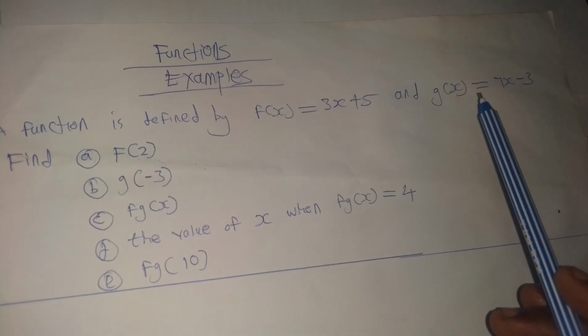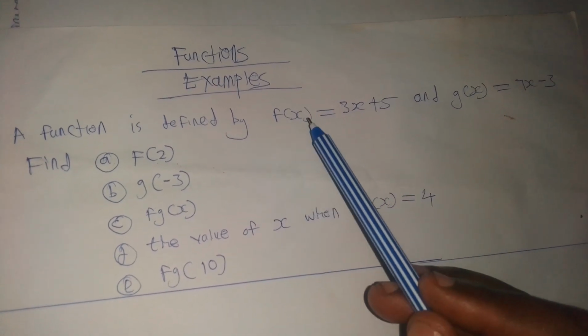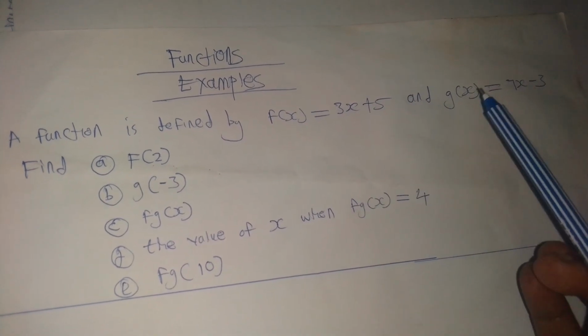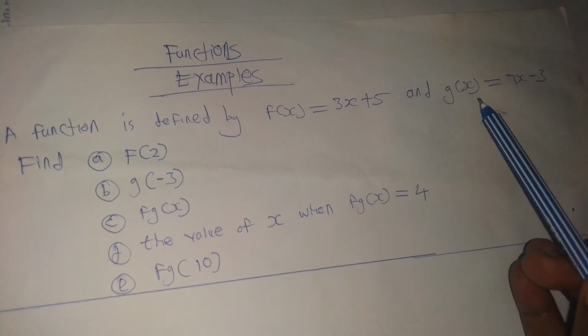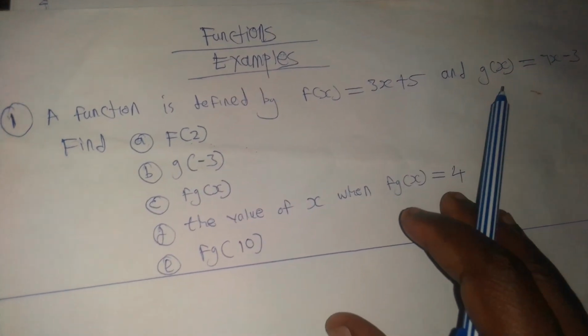Functions, examples. A function is defined by f of x equals 3x plus 5 and g of x equals 7x minus 3. This f(x) is read as f of x, and this g(x) is read as g of x. Now they say find f of 2.